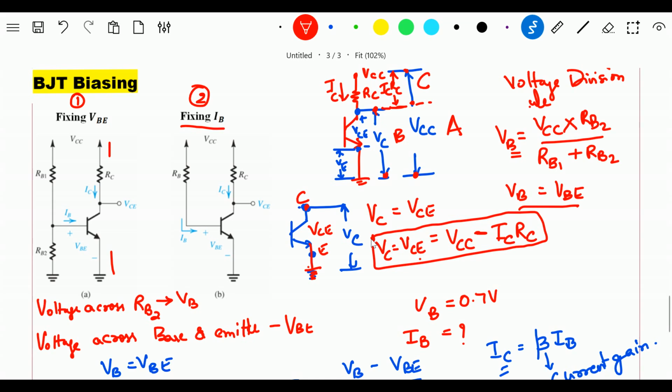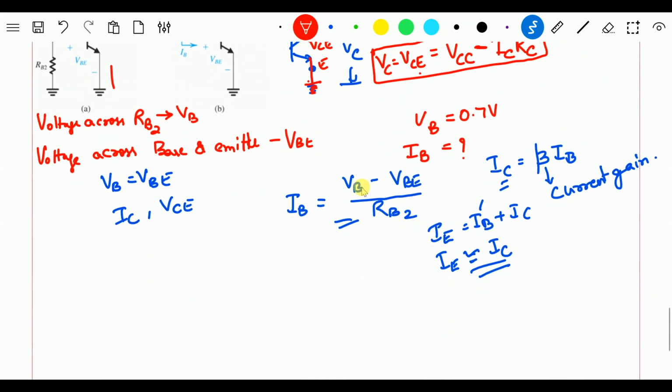Now with these two equations, with this VC and with this IB, we can easily find out what IC is. So this will give me the Q point values, IC and VCE. These are the two points which we can see in the Q point on the DC load line.